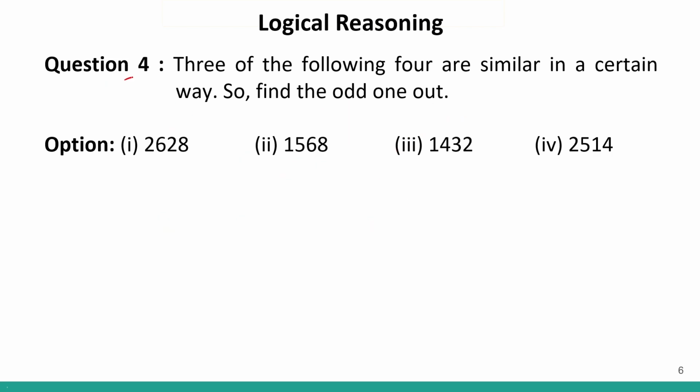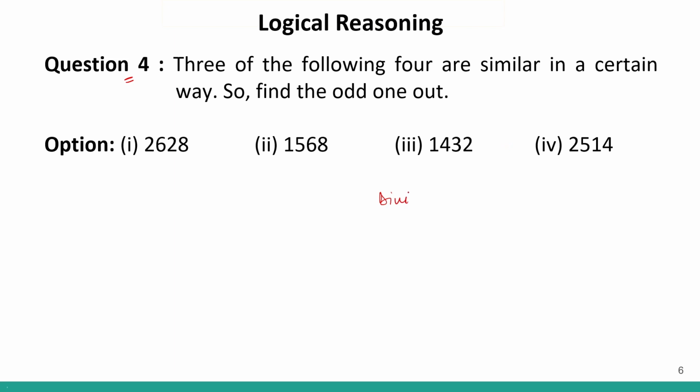Now let us look at question number 4. So 4 options and we have to find the one that is odd one out. So we have 2628, 1568, 1432 and 2514. Okay, so when I look at these numbers, I can see that these numbers probably will be divisible by 4.